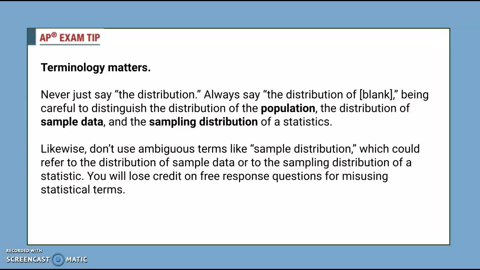Also, never just say "the distribution," because they could be different kinds of distributions. So you're going to always say the distribution of whatever it is you're talking about. Be careful to distinguish the distribution of the population, the distribution of the sample data, and the sampling distribution of statistics. Likewise, don't use ambiguous terms like sample distribution or sample data, because that could refer to the distribution of the sample data or the sampling distribution of a statistic. If you're not clear, they will assume you don't really know what you're talking about and that you're trying to be vague, hoping for the best. Don't be vague.